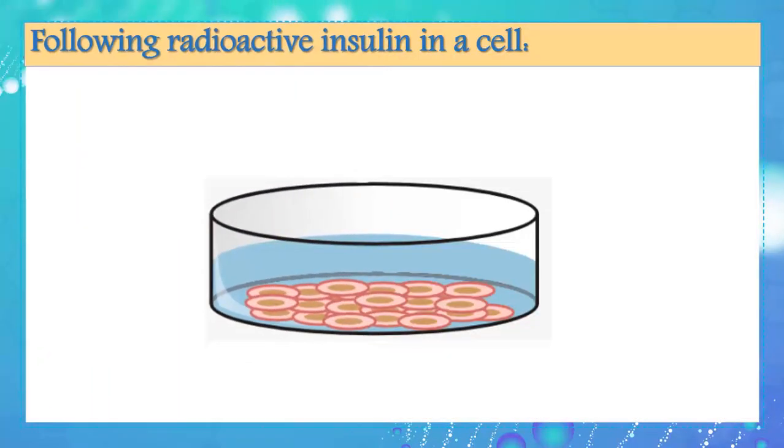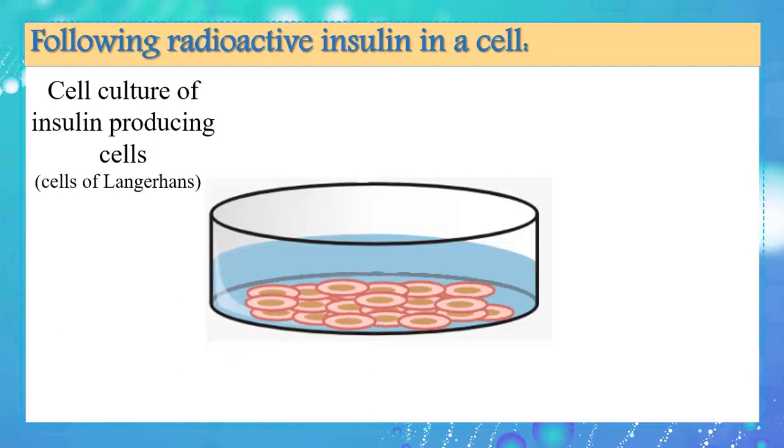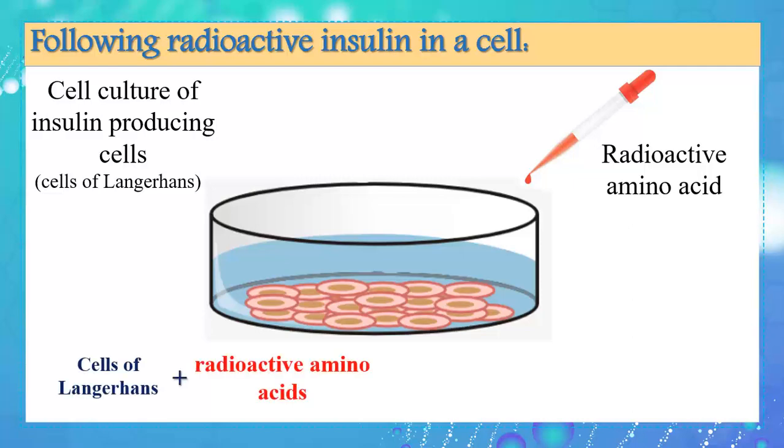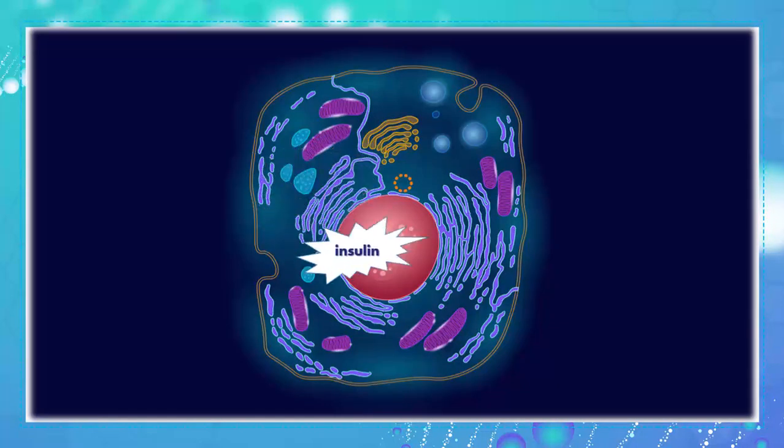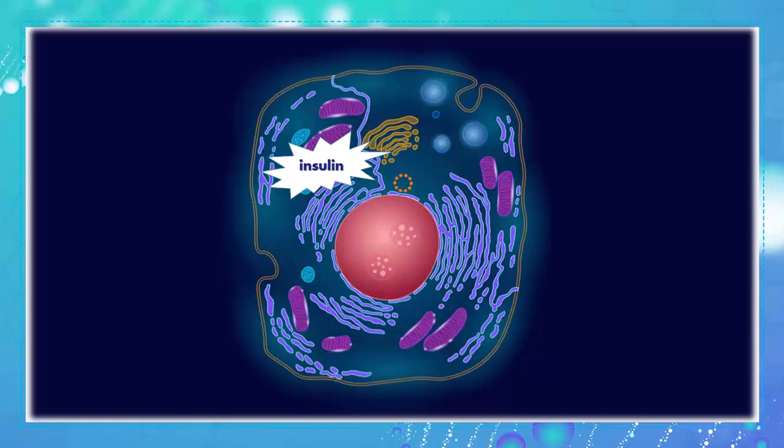In this experiment, insulin-producing cells, also known as cells of Langerhans, are cultured in the presence of radioactive amino acid. What's the importance of having radioactive amino acid? Well, culturing those cells in the presence of radioactive amino acid will give us, after transcription and translation, an insulin protein which is radioactive. In this way, we can follow the radioactivity of insulin in the cell's organelles. Now let's see what the results of this experiment are.